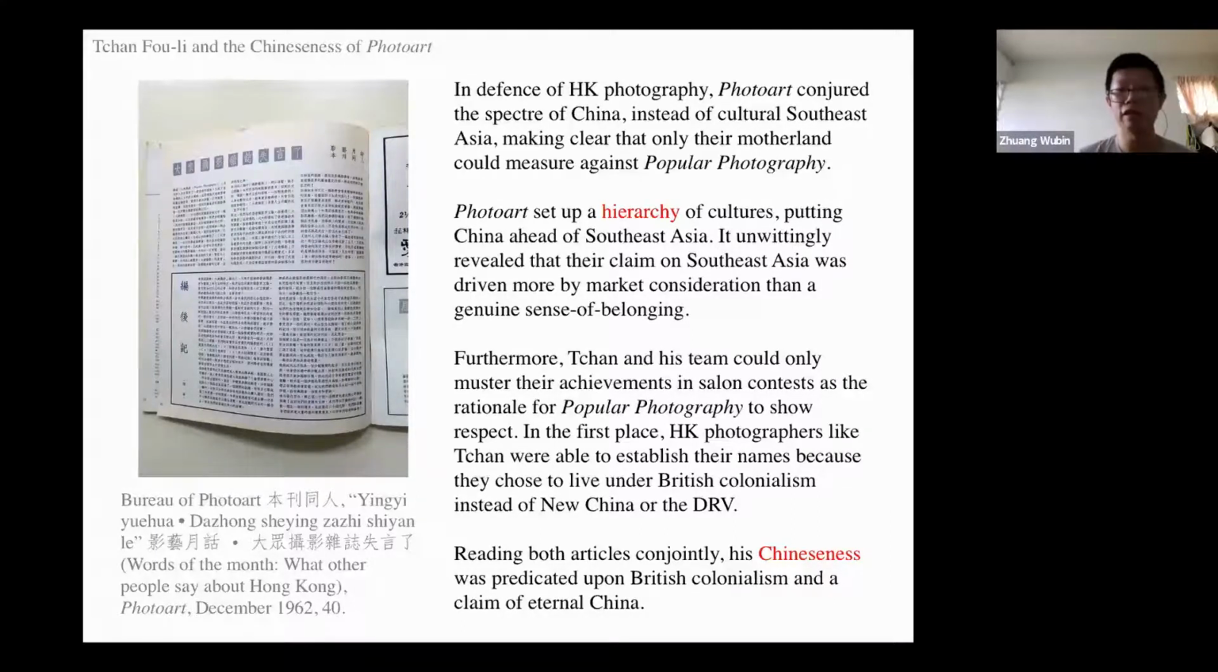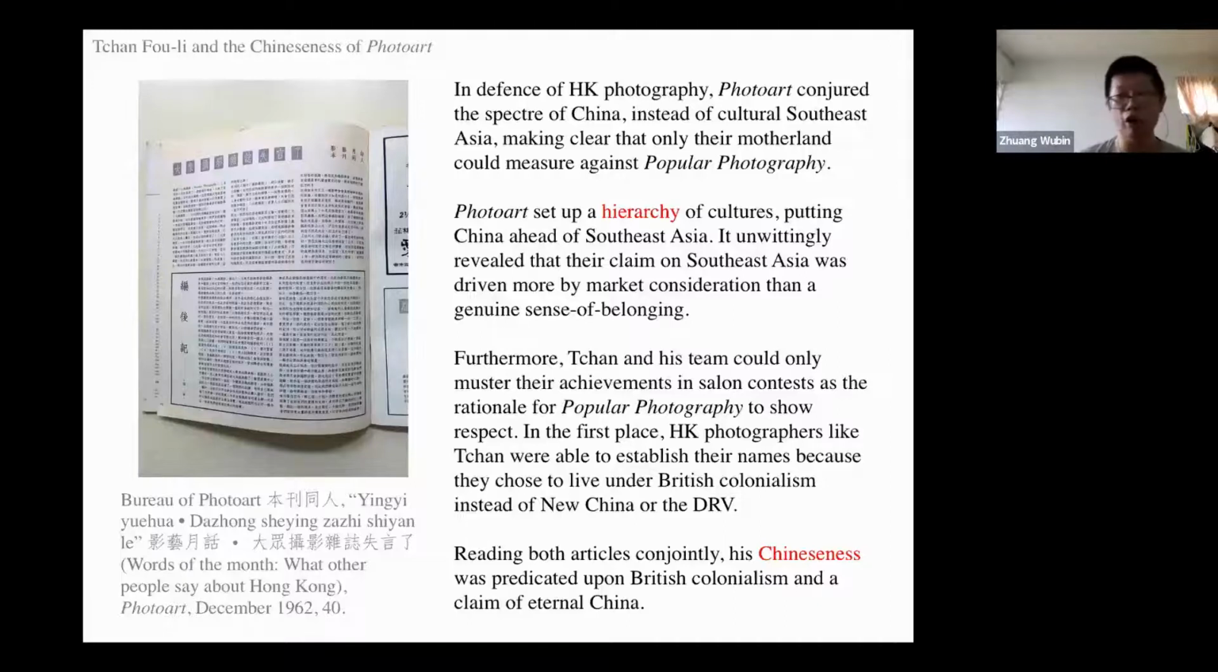And also in defense of Hong Kong photography, they still used their achievements in salon contests in foreign countries as the rationale for Popular Photography to show respect. But let's not forget one thing. In the first place, Hong Kong photographers like Chan were able to establish their names in salon photography because they chose to live in British Hong Kong, where connections with the rest of the world were maintained, which made it easier for them to submit to competitions in different places around the world.